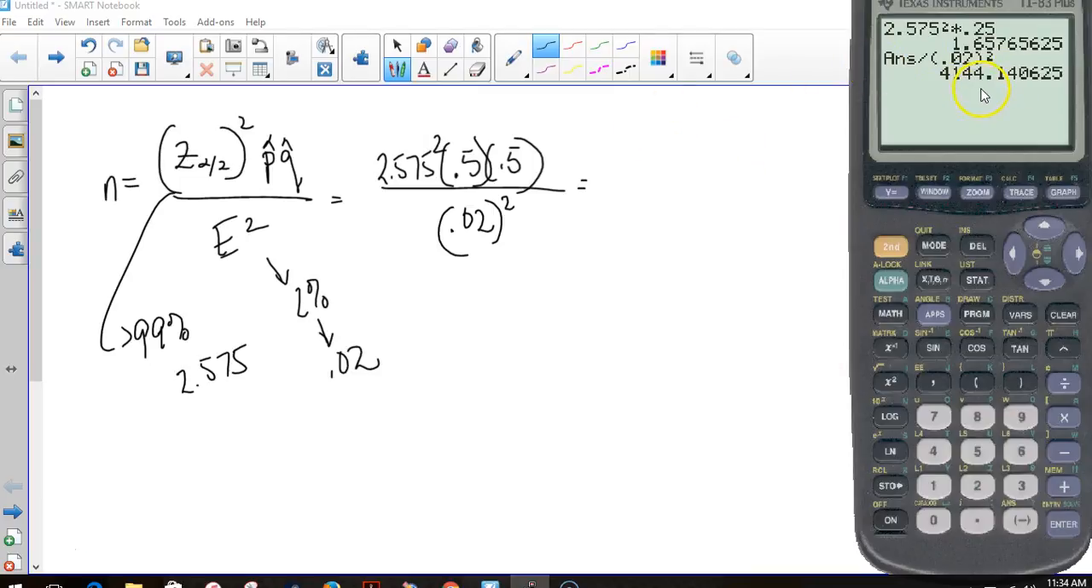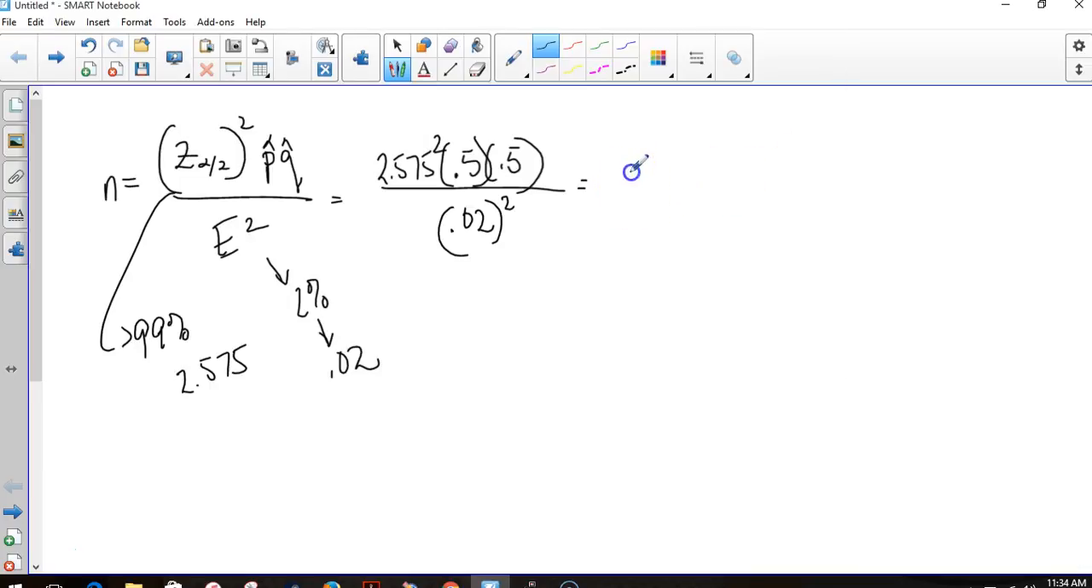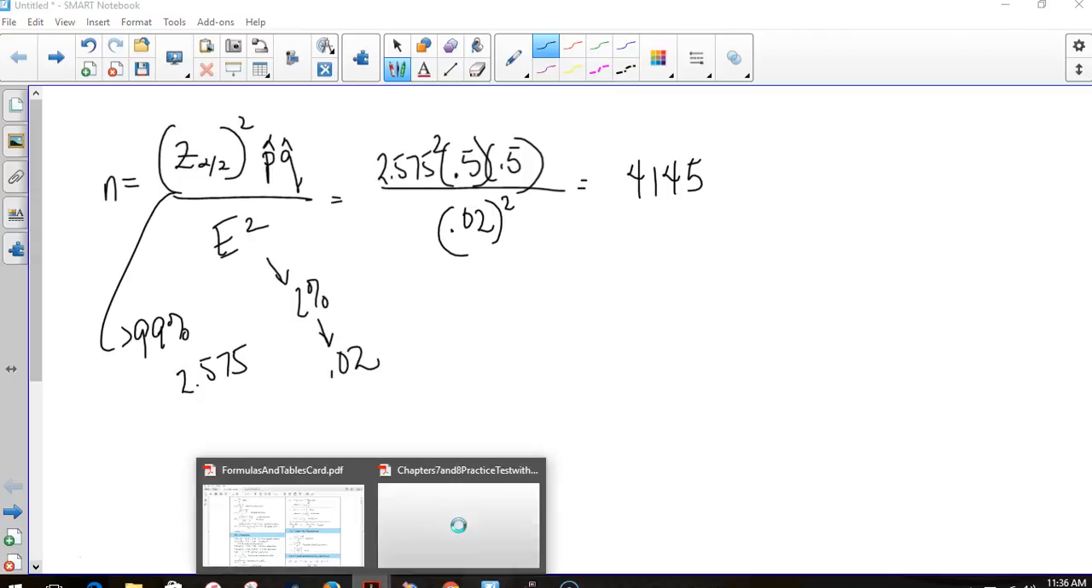Now with these, even though mathematically this rounds down to 4144, we always go up to the next whole person, so this is going to be 4145. So I need to talk to 4,145 people in order to always create a confidence interval that has an error of 2 percentage points. Now that doesn't mean that the range will always wind up giving you the same high end and low end. It just means that it will always be off by 0.02. So your answer for that one is 4,145 people that we need to speak to.